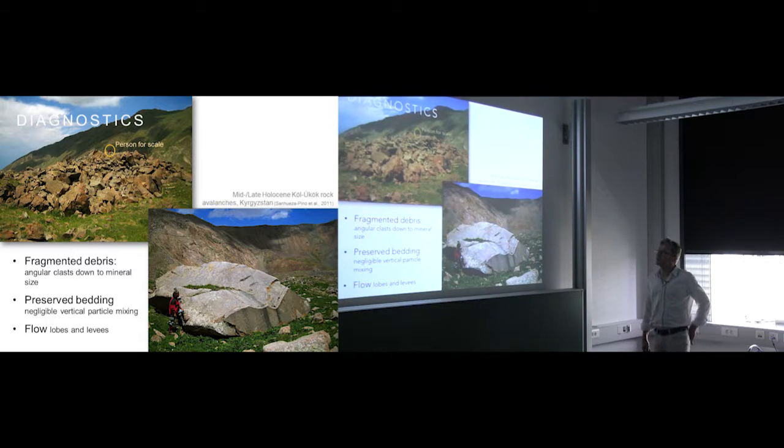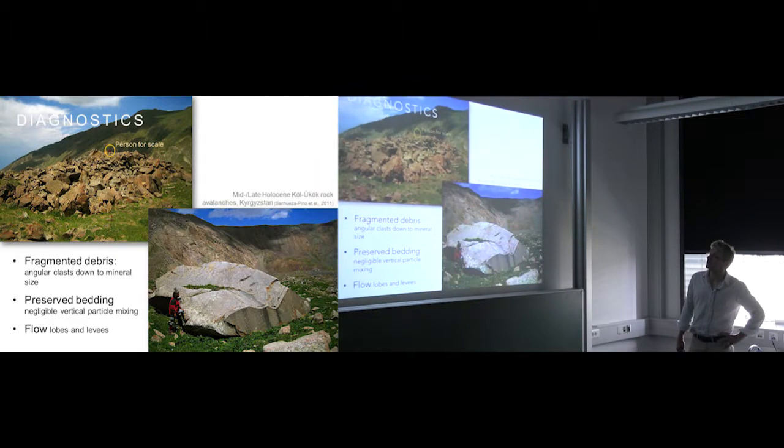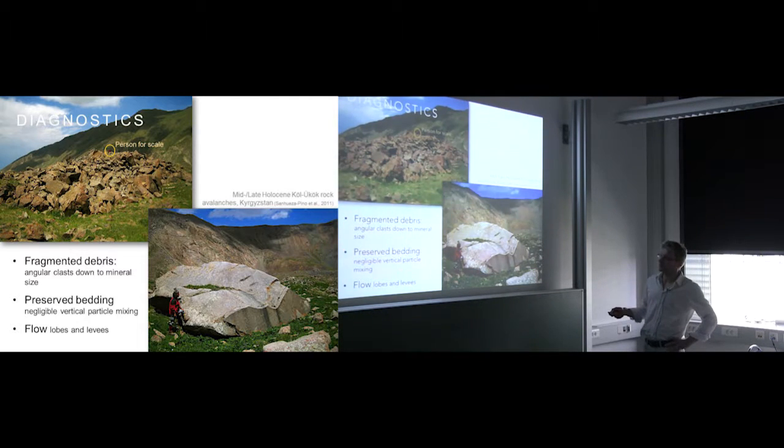And the other diagnostics that we use for these rock avalanches are, of course, the deposits. Very fragmented, very angular breccia, basically. The bedding is always preserved, which is quite interesting because it indicates that there is very little particle mixing during runout. And you have a lot of flow lobes and levees. Once again, I want to emphasize this flow for a reason.